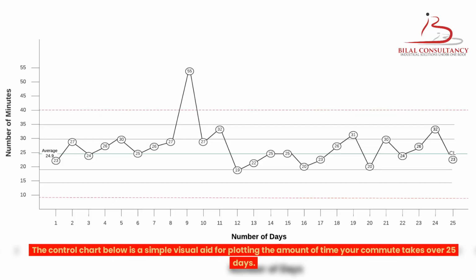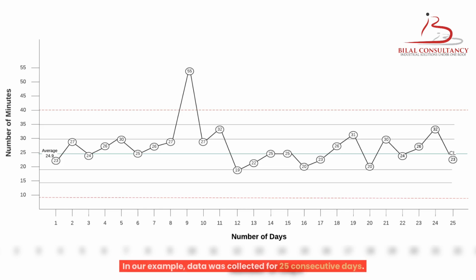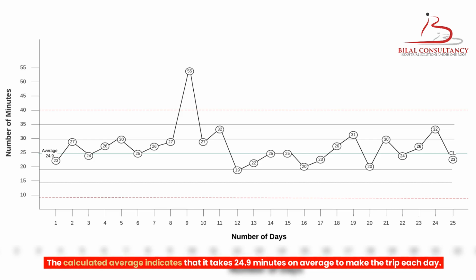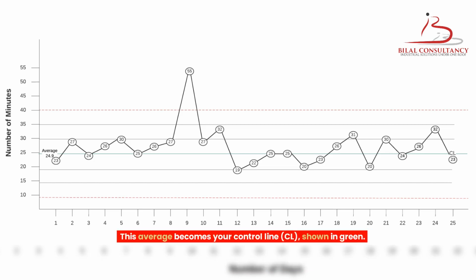The control chart below is a simple visual aid for plotting the amount of time your commute takes over 25 days. In our example, data was collected for 25 consecutive days. The calculated average indicates that it takes 24.9 minutes on average to make the trip each day. This average becomes your control line, CL, shown in green.